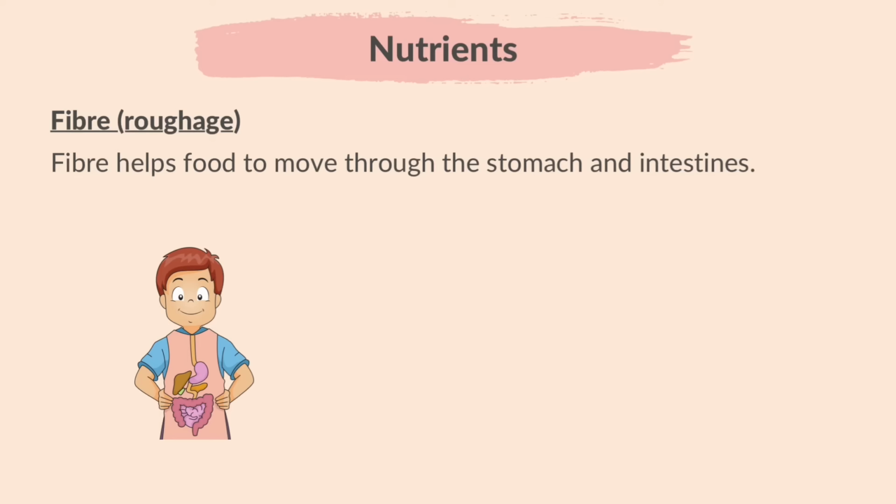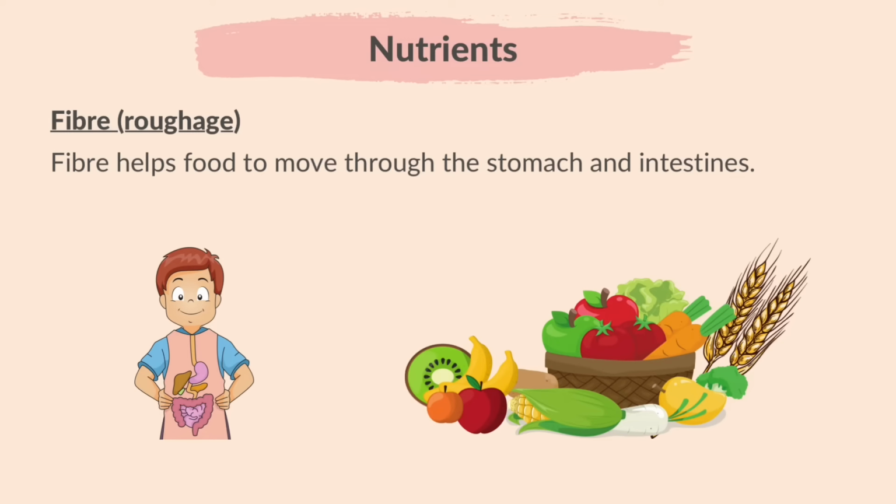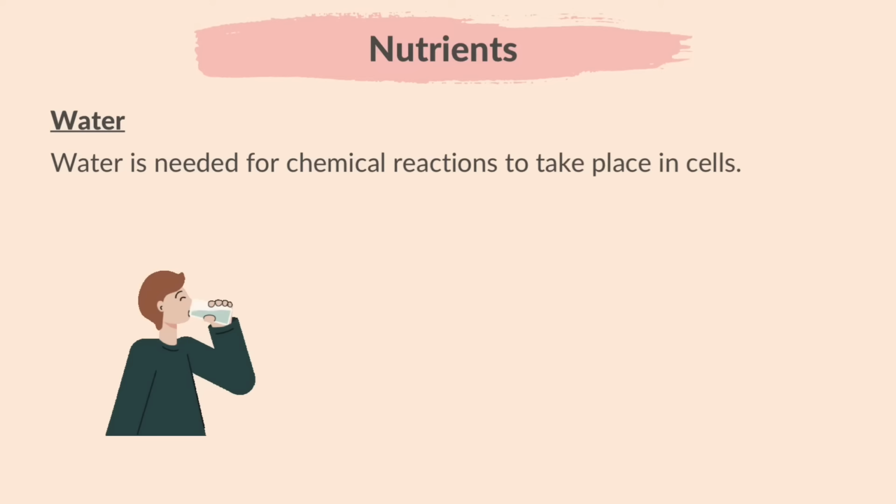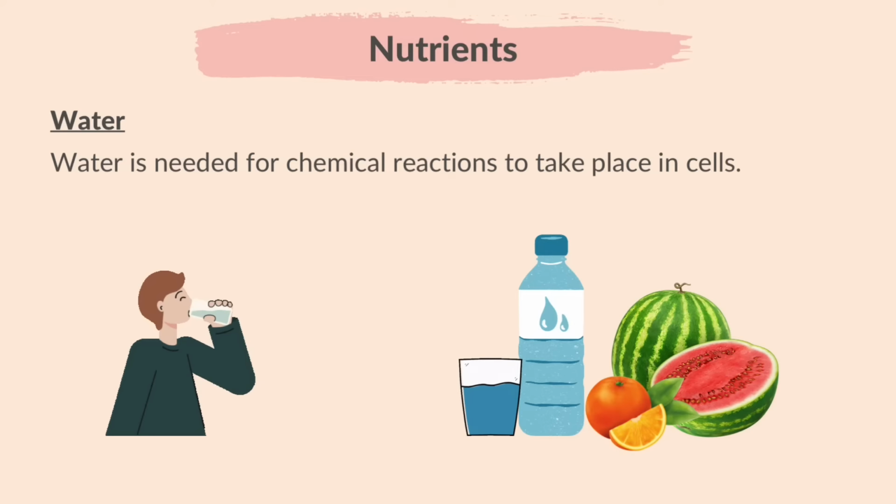Fiber or roughage helps food to move through the stomach and intestines. It is found in vegetables, fruits and whole grains. Water is needed for chemical reactions to take place in cells. In addition to plain water, water can be obtained from both drinks and food.